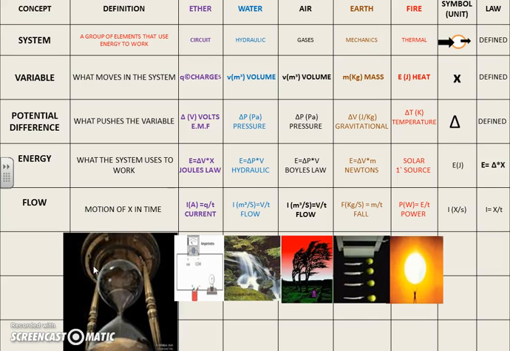The idea of flow, motion of the variable in time. So when the charge is moving in time, we have current. The volume moving in time, we have the flow of water. A volume of air moving in time, we have the flow of the wind. A body falling in time, it's just falling bodies. And energy from the sun moving in time is solar power. Flow.